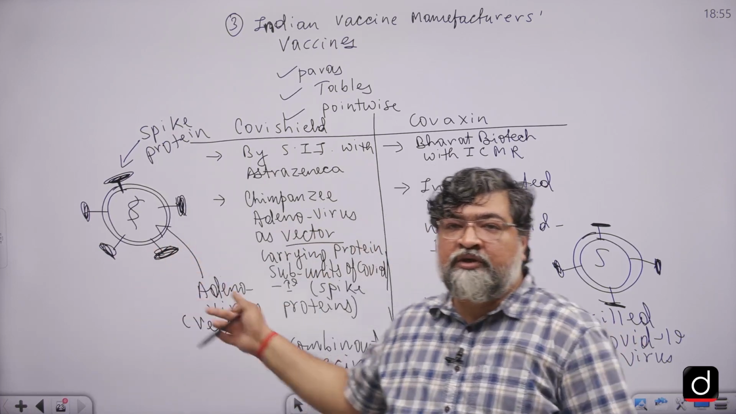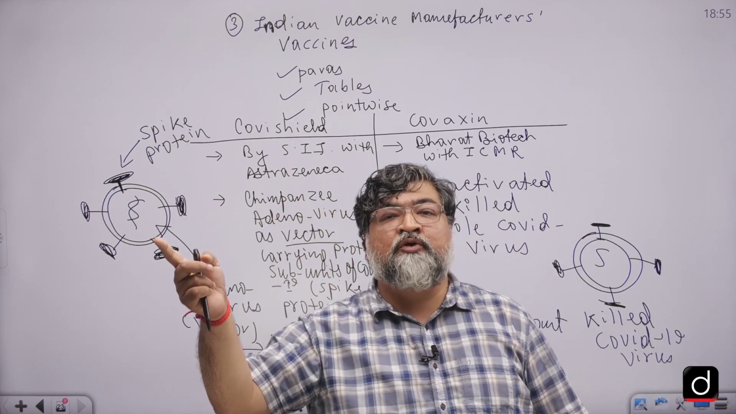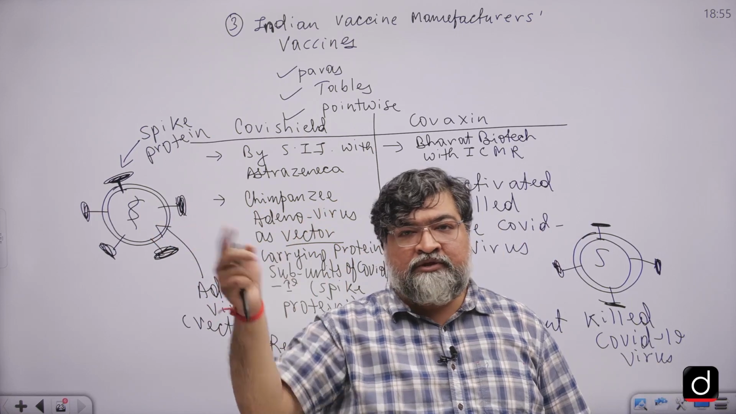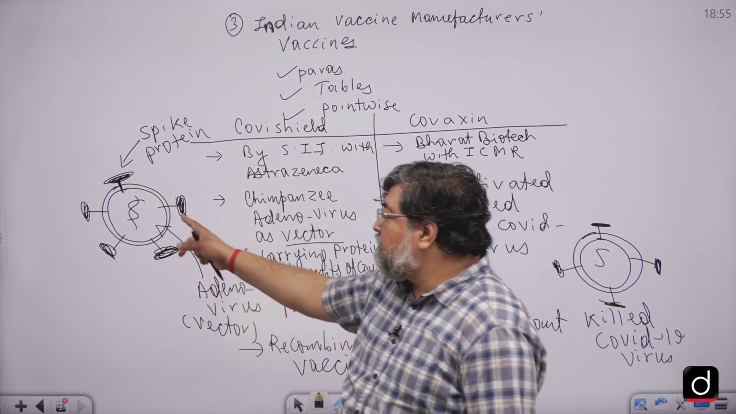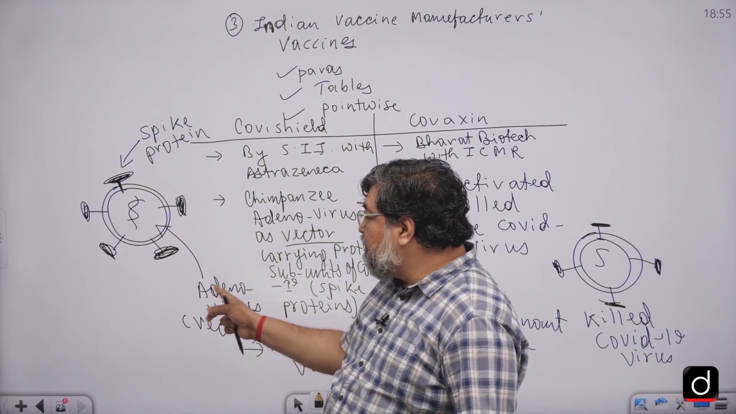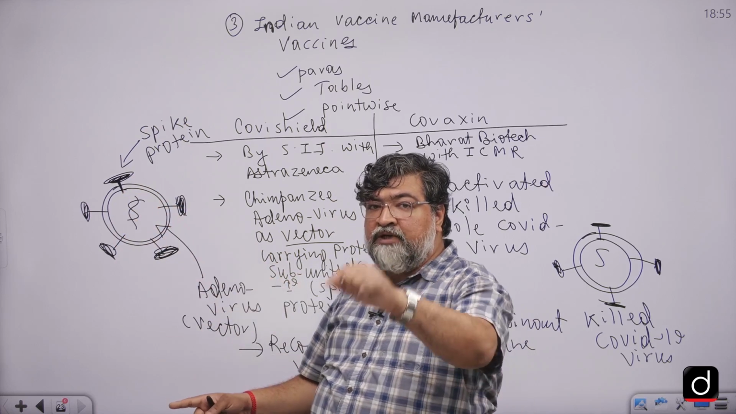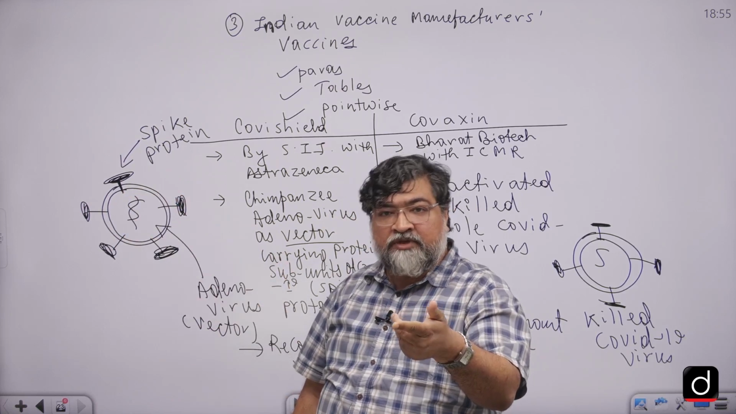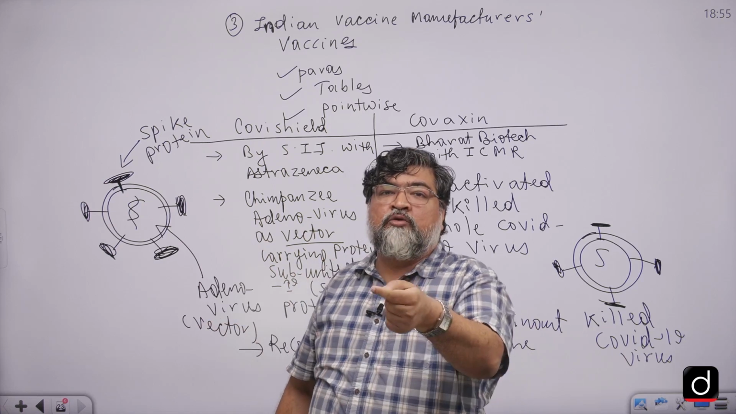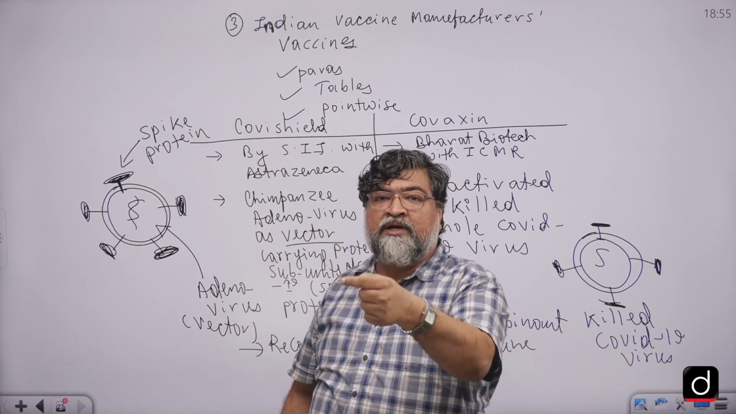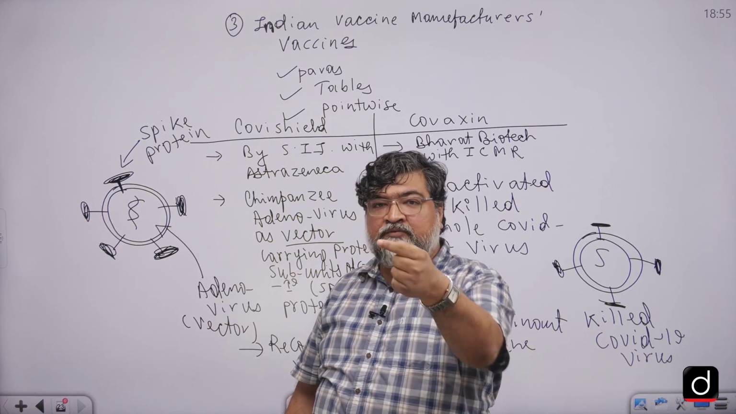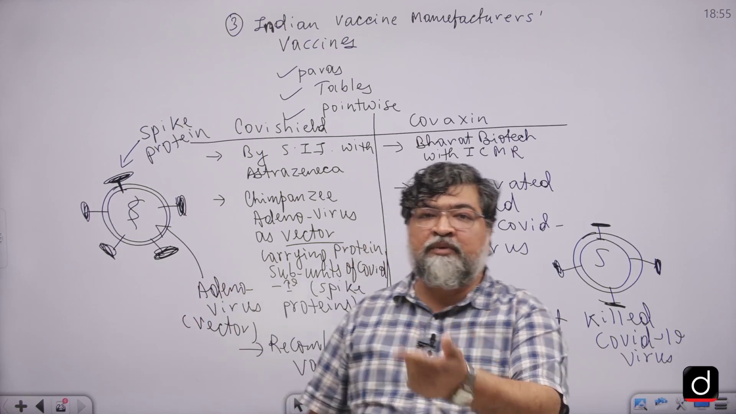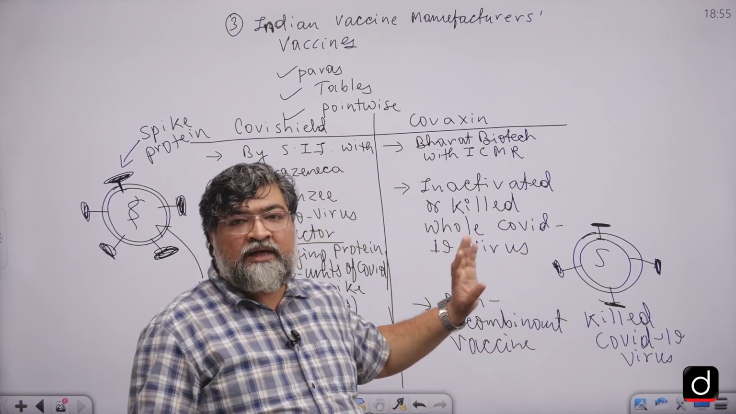If you compare Covishield with Russia's Sputnik V, which is made by an Indian manufacturer, in that case, instead of the vector being a chimpanzee adenovirus, in the Sputnik V vaccine it is a human adenovirus carrying the spike protein of COVID-19. So it is also a recombinant vaccine, the Russian vaccine. The difference is that the adenovirus there is human; here in Covishield, it is chimpanzee. So that you have to write.